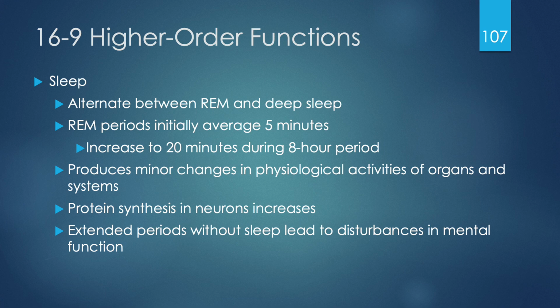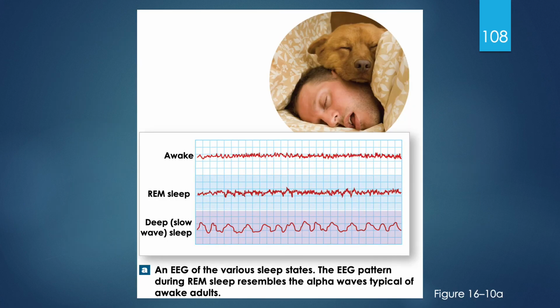But when you're awake, you're not really awake either. So we absolutely need sleep in order to have our central nervous system repair, heal, and allow us to form new memories as well. Figure 16.10 shows you what different EEGs look like for people who are either awake, in REM sleep, versus deep sleep.